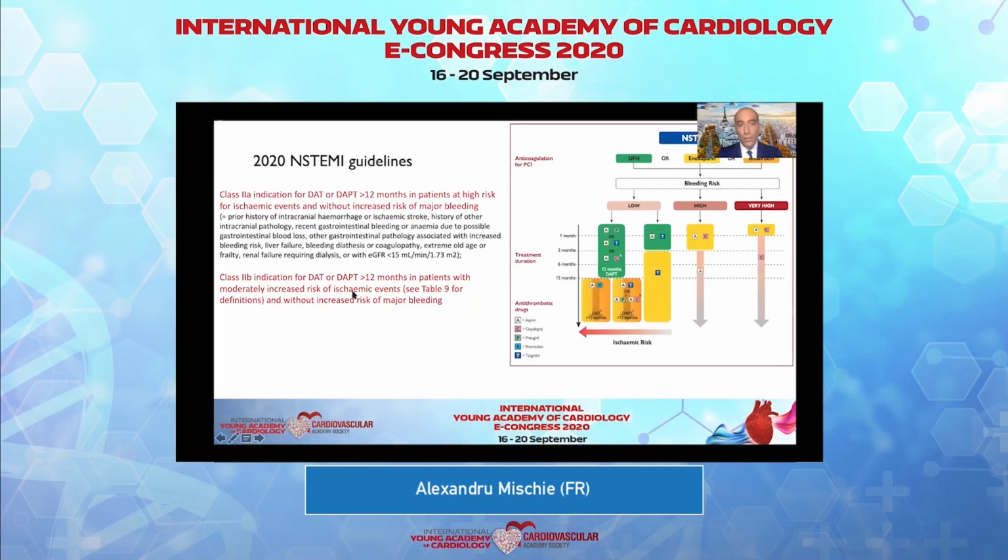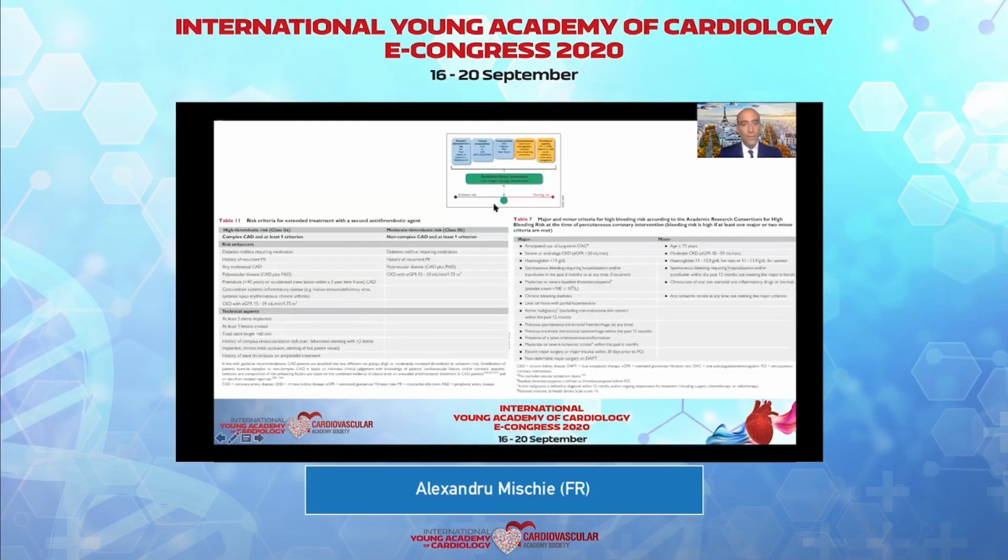The 2020 non-STEMI guidelines state that double antiplatelet treatment for more than 12 months is a class 2A indication in patients at high risk for ischemic events and without increased risk of major bleeding. Double antiplatelet treatment is a class 2B indication in patients with moderately increased risk of ischemic events and without increased risk for major bleeding. So this is what the experts tell us.